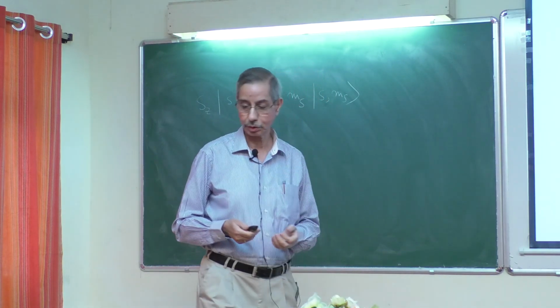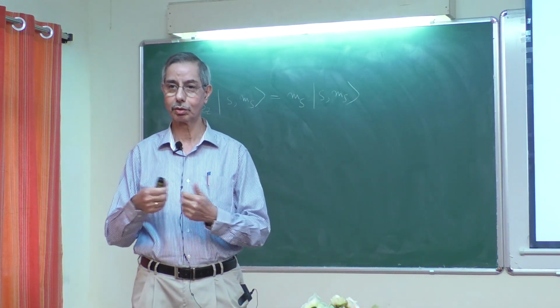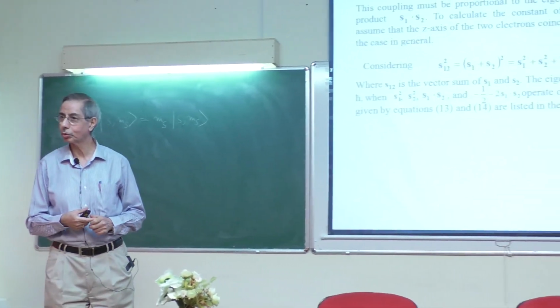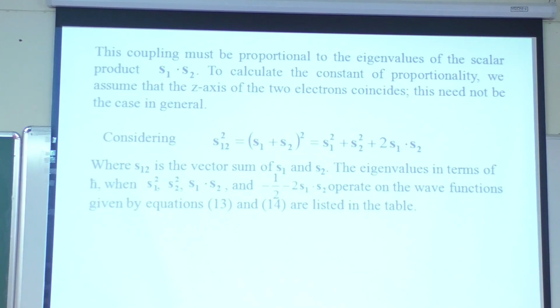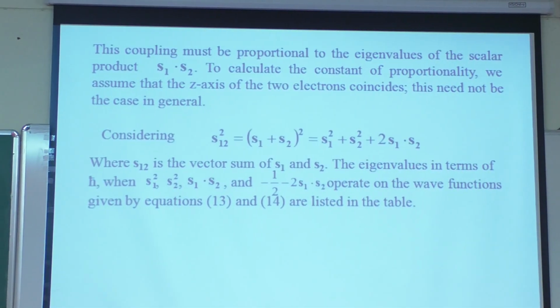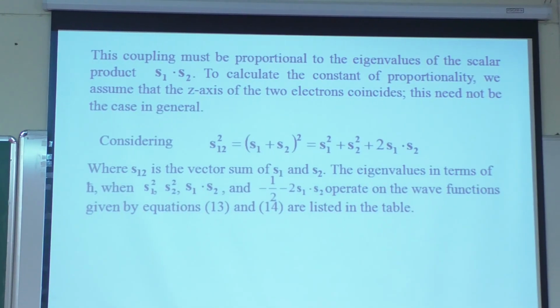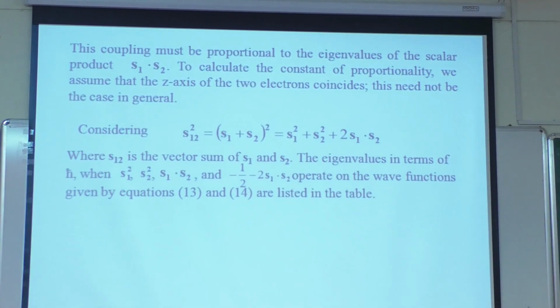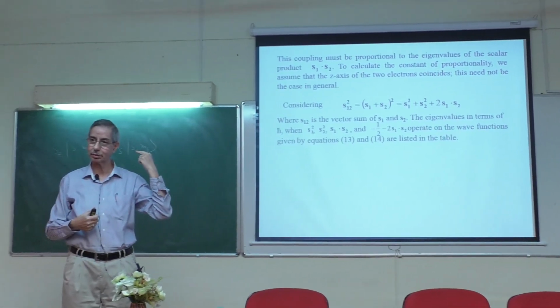Now, the simplest way to know the relative orientation of the spins of the 2 electrons would be a dot product between the 2 spins, S1 and S2. Because if I keep one spin along some quantized direction, then I take the projection of the other vector on this. So that will invariably be a dot product.